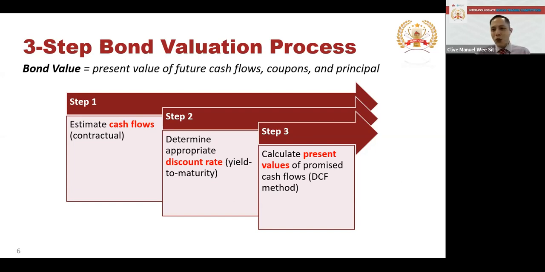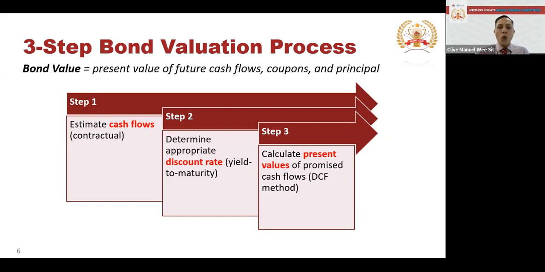Now, in equities, when you do valuation, you do a similar thing. What are the cash flows of an equity instrument? It's usually just either the dividends or the free cash flows of a company. So in the bond space, what we use is the coupons as well as the face value, or the principal.